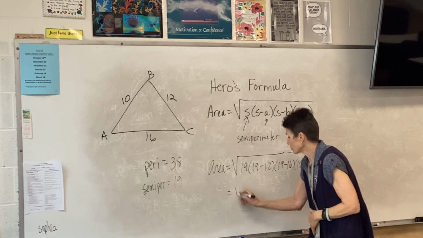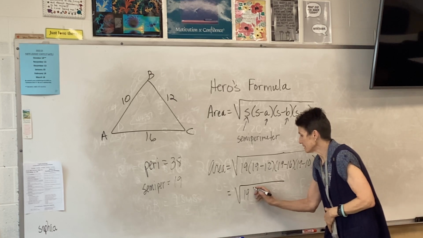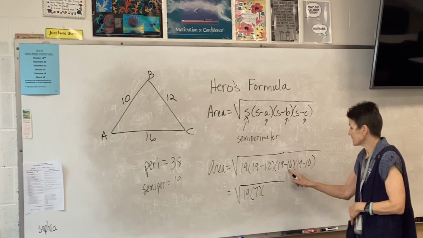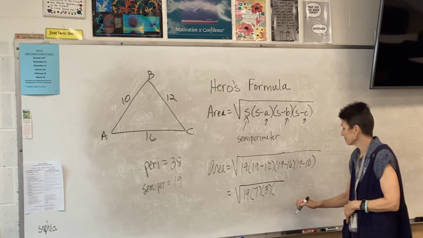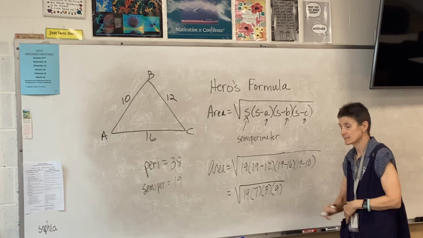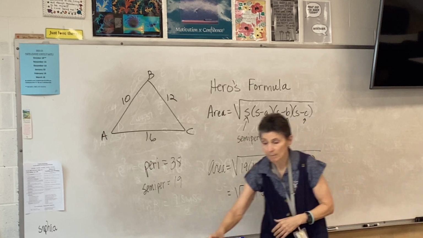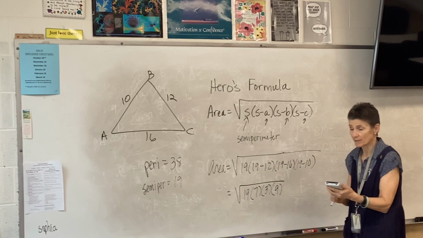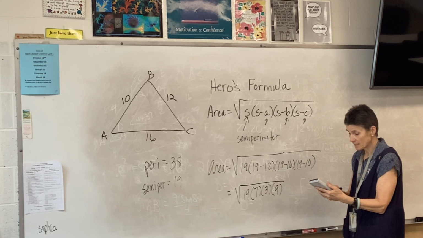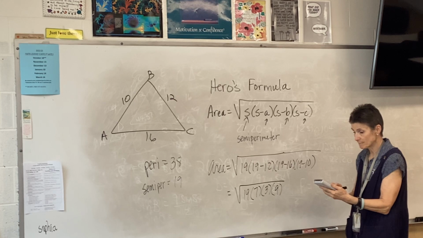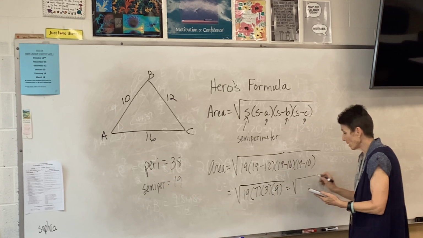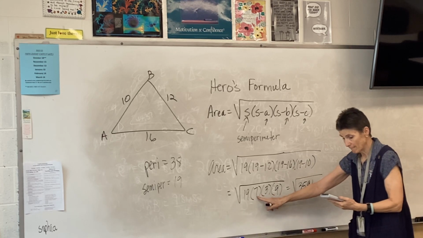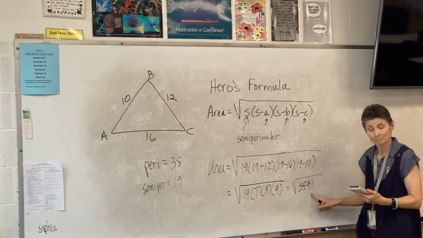Just take 19 minus each side. So we end up with the square root of 19. 19 minus 12 is 7. 19 minus 16 is 3. And 19 minus 10 is 9. So now I take out my calculator. Remember, everything we do at this point is on the calculator. So 19 times 7 times 3 times 9. That's the square root of 3591. I just multiplied all these numbers together.